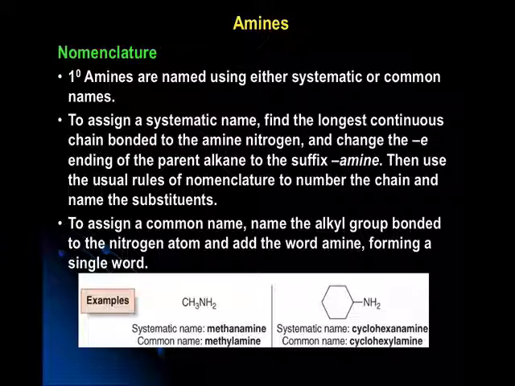Nomenclature, real quick. You all can spend most of your time figuring this out. It's pretty straightforward. You can either name these using the systematic or common naming systems. To assign the systematic name, you're going to find that longest continuous chain. You're going to change the E of the alkane with the suffix amine. So hexylamine would be 6 carbons, right?